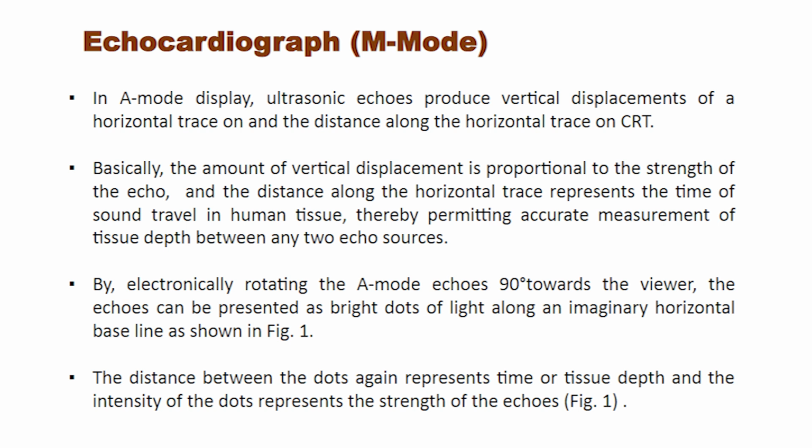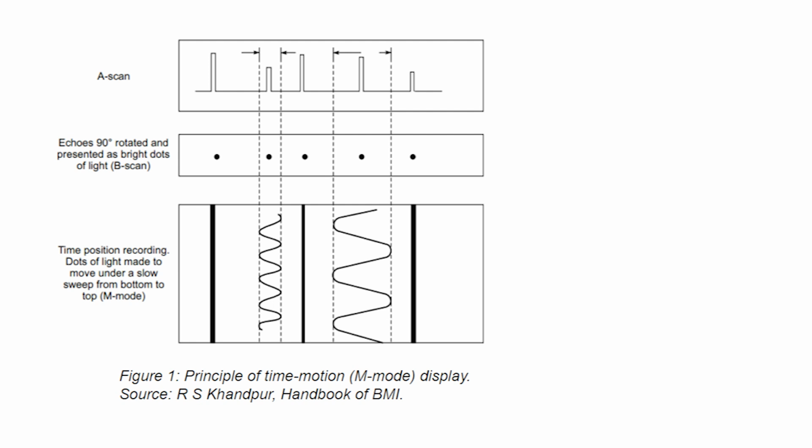By electronically rotating the A mode echoes 90° towards the viewer, the echoes can be presented as bright dots of light along an imaginary horizontal baseline, as shown in figure 1. The distance between the dots again represents time or tissue depth, and the intensity of the dot represents the strength of the echoes. Figure 1 shows the principle of time motion M mode display.